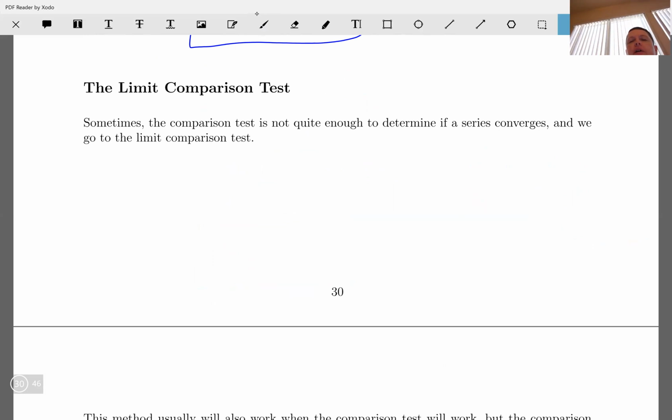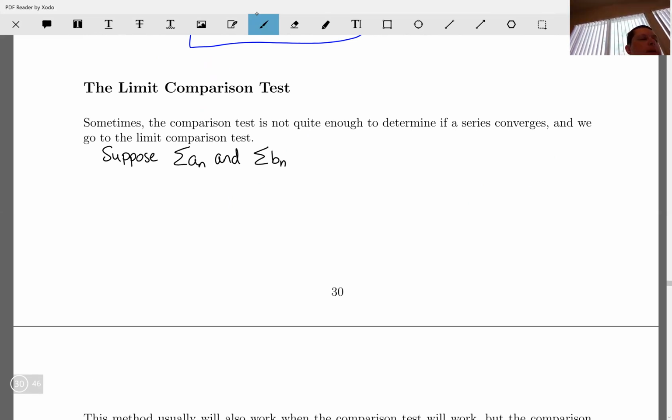Okay, so sometimes it's not quite enough to determine if a series converges. We do the limit comparison test. What is the limit comparison test? Well, it's a bit of a pain, but we can do it. So here's how it rolls. Let's suppose now that I have two series, a summation a sub n and b sub n with positive terms. And it's called the limit comparison test because I'm going to take the limit as n goes to infinity of a sub n over b sub n, and let's just say that that equals some limit L.